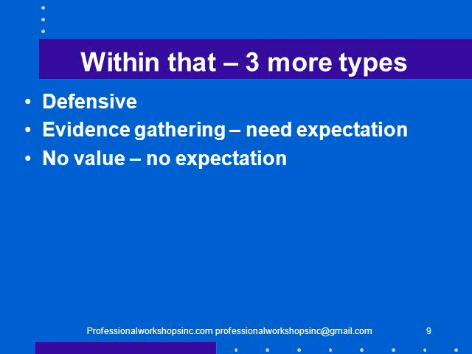Now within that, I define three types. These are my definitions. I call them defensive analytical procedures, evidence gathering procedures, and procedures with absolutely no value. And the evidence gathering procedures, you need an expectation. You have to be able to say, this is what I think the numbers should be. You have to be able to support that expectation, because without it, when you find out analytically what's happened, you really can't determine whether that's unusual or not. And no value, there's just no way to come up with an expectation.